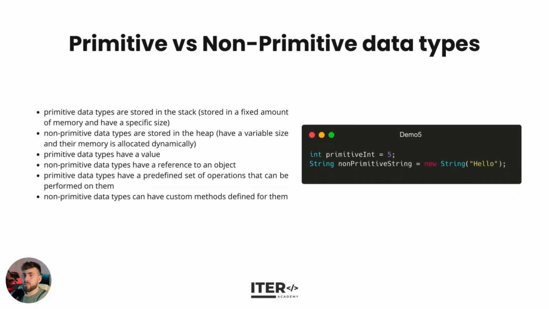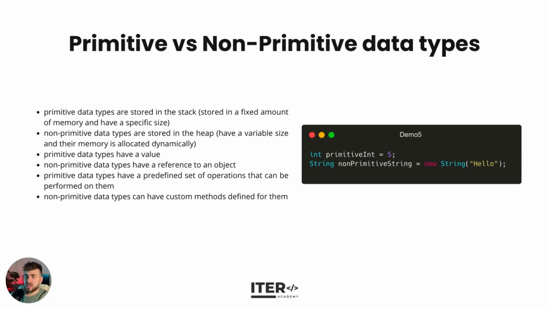Now, let's compare primitive and non-primitive data types. One key difference is that primitive data types are stored in the stack, while non-primitive data types are stored in the heap. This means that primitive data types are stored in a fixed amount of memory and have a specific size, while non-primitive data types have a variable size and their memory is allocated dynamically.